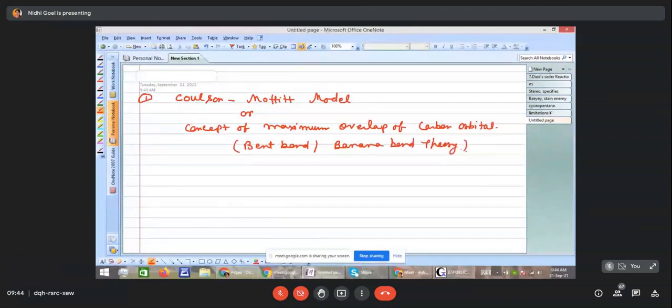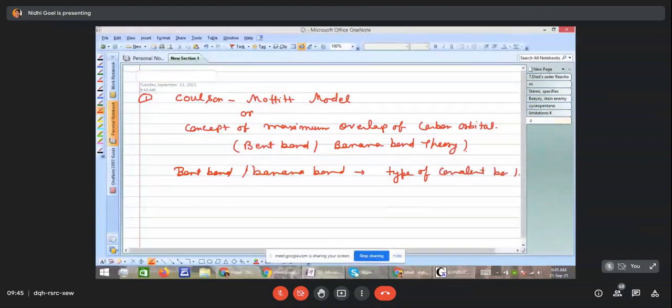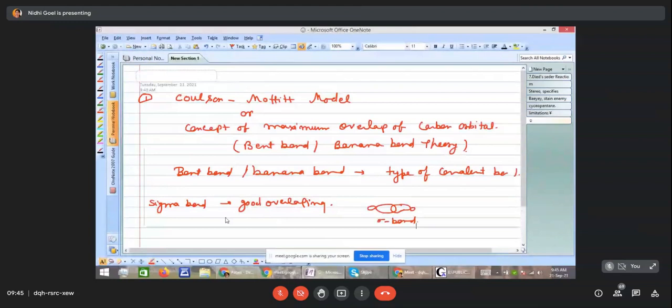So this is a bent bond or banana bond, a type of covalent bond. A sigma bond is formed by good overlapping. This is the sigma bond formation. It is a strong bond because the overlapping is good.